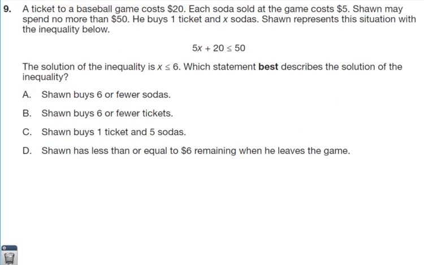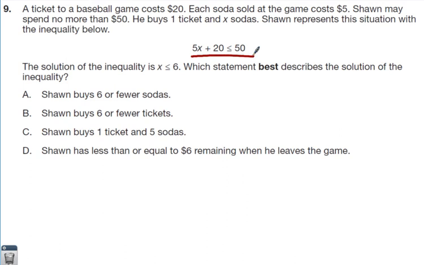Number 9, 2 more to go. A ticket to a baseball game. Once again, they explain everything, and then they give you the inequality, you know, for free.